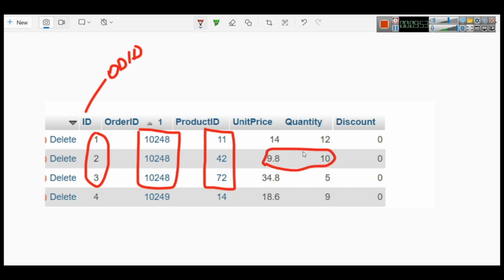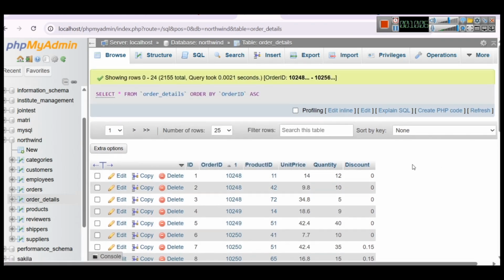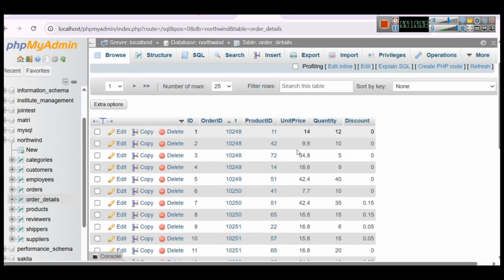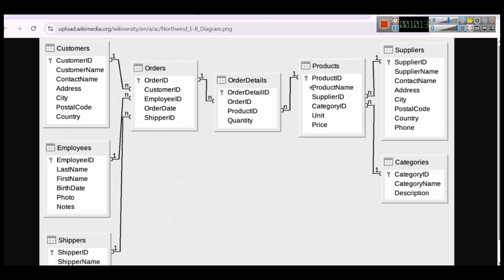This is something that we can tell later. But here you can see that in this table we have product ID, unit price. So this is order details. Now the next thing is, that's why in the diagram you can see that this product ID is a foreign key here, and order ID is also a foreign key, that is in orders. So now let's see the orders table.